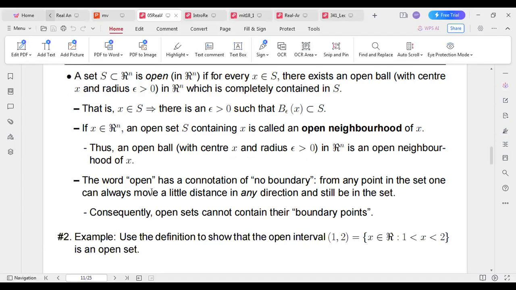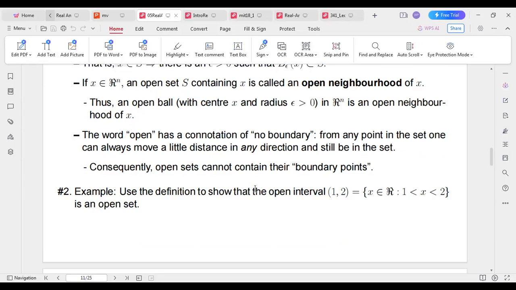The word open has a connotation of no boundary. From any point of the set, one can always move a little distance in any direction and still be in the set. Consequently, open sets cannot contain their boundary points. You have to remember this. This is a very important property of open sets: open sets cannot contain their boundary points.